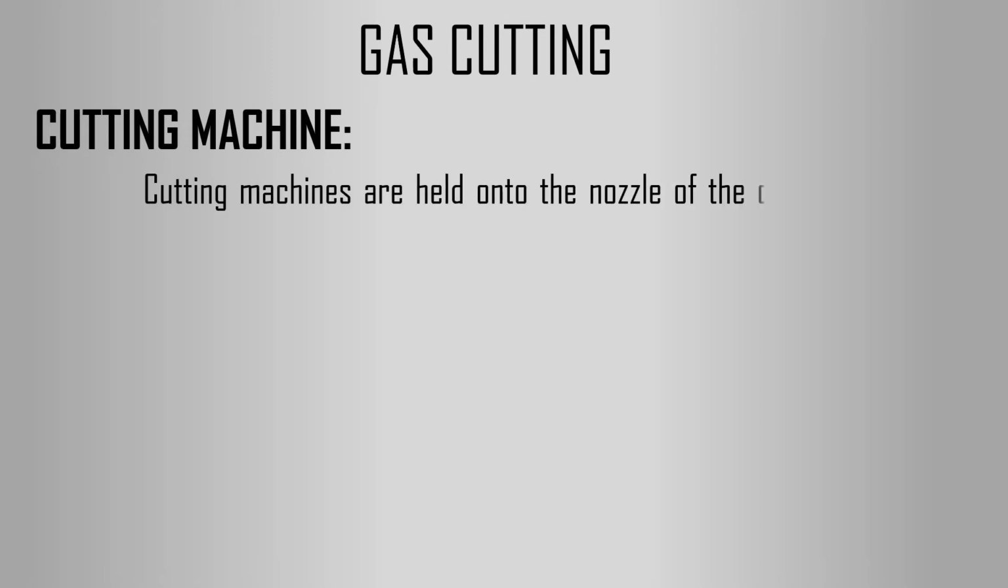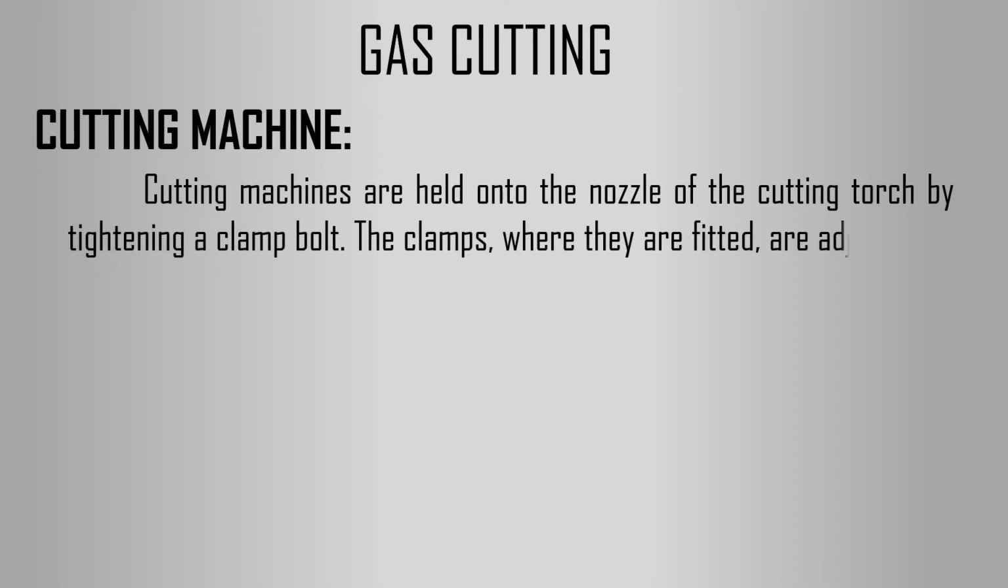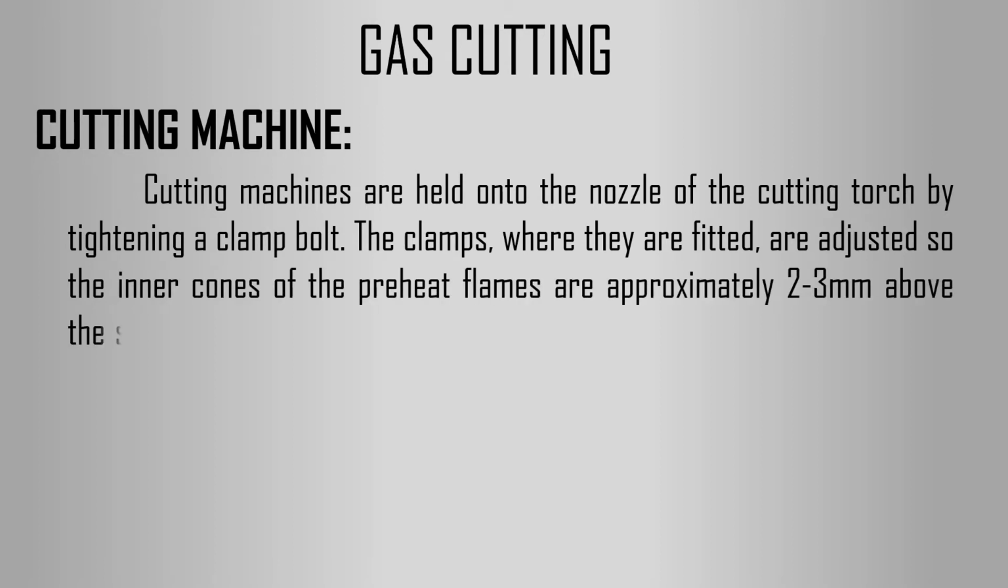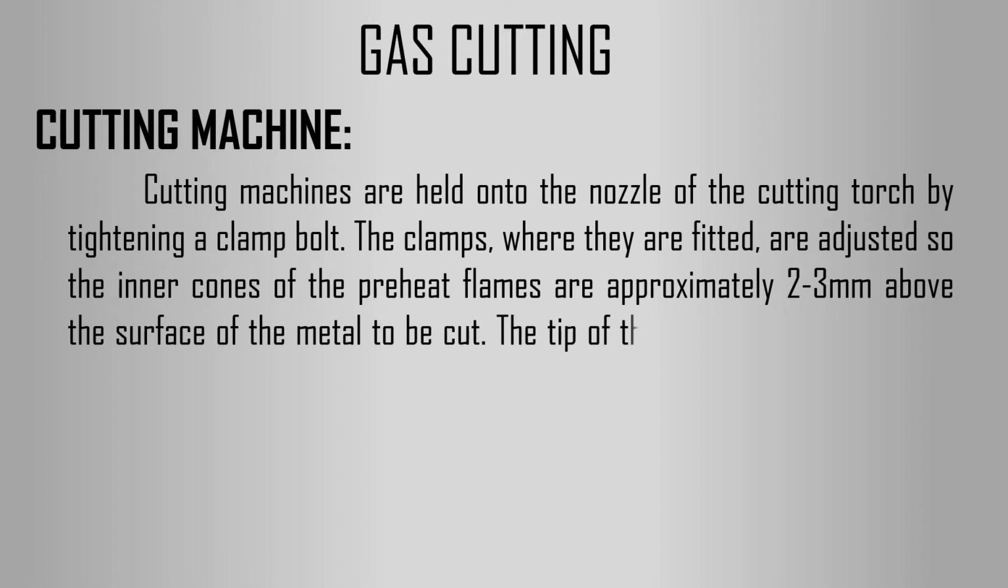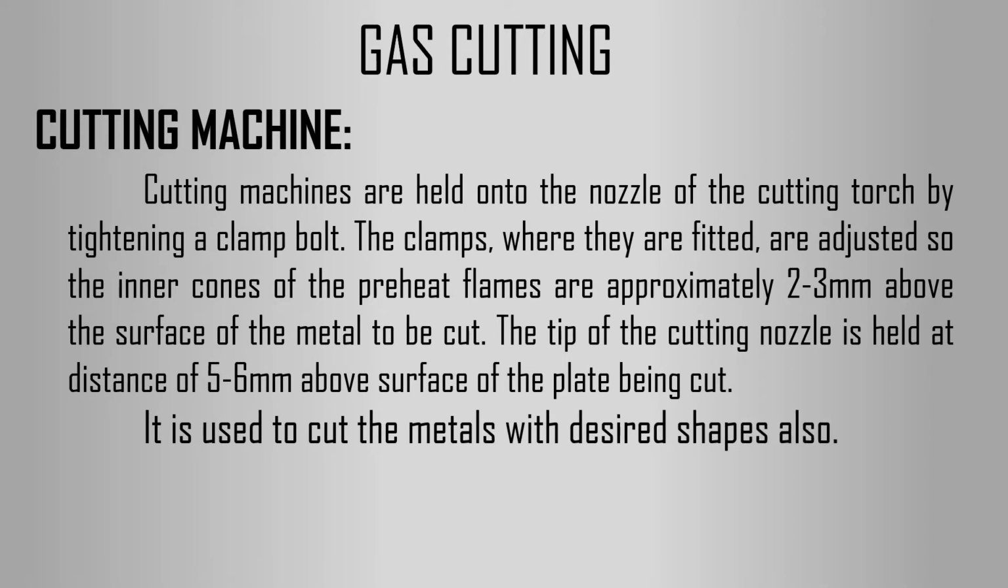Now, we are going to see the introduction of cutting machine. Cutting machines are held onto the nozzle of the cutting torch by tightening a clamp bolt. The clamps, where they are fitted, are adjusted so the inner cones of the preheat flames are approximately 2 to 3 mm above the surface of the metal to be cut. The tip of the cutting nozzle is held at a distance of 5 to 6 mm above the surface of the plate being cut. It is used to cut the metals with desired shapes also.